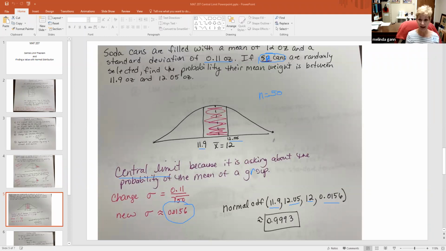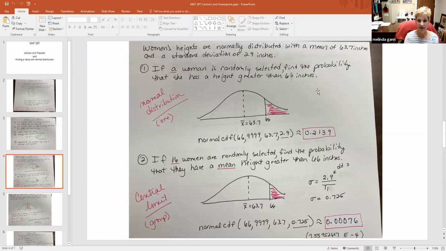So do we understand that when it's a central limit, you've got a group, and you just change the standard deviation, then you're right back to a regular normal curve. Now I do want to go back and show you one thing real quick before I move on to the next thing. I want to make sure this makes sense to you. Go back to this one.